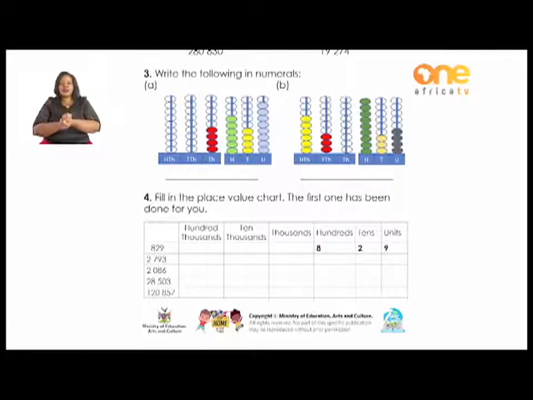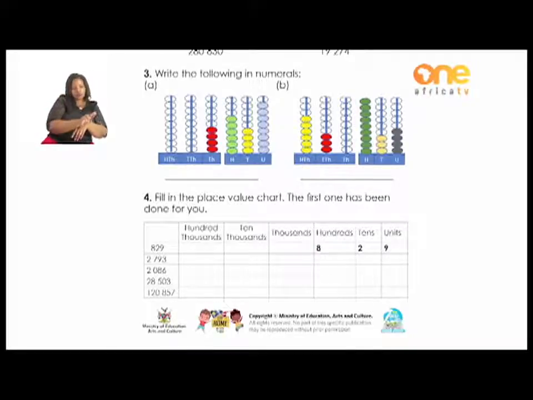Number 4, you need to fill in the place value chart. The first one has been done for you. The first one is 829. 9 will be in the place of units, 2 will be in the place of tens, and 8 in the place of hundreds. So you can do the rest in that table. It is easy. Remember to start at the units. Remember to start from right to left.